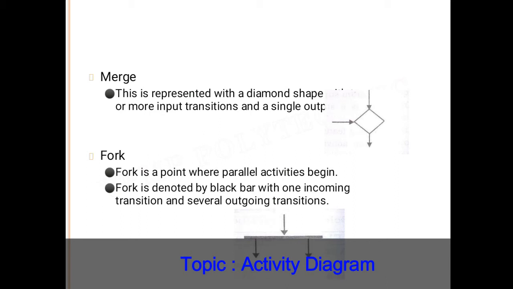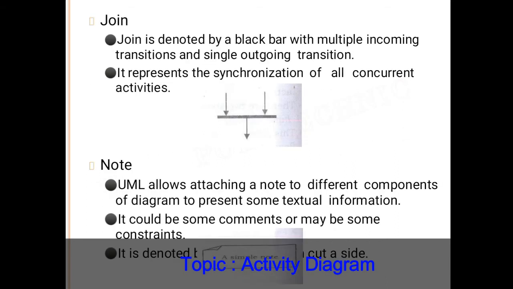Okay. Then next, join. Join is denoted by a black bar with multiple incoming transitions. It means whenever more than one activity arrives at a time, then we have to use the join symbol. The join symbol represents synchronization of all concurrent activities.